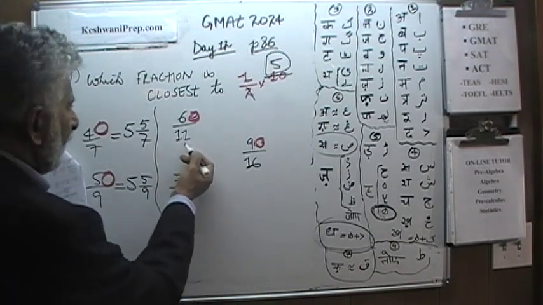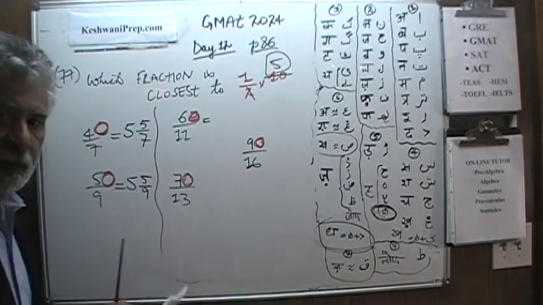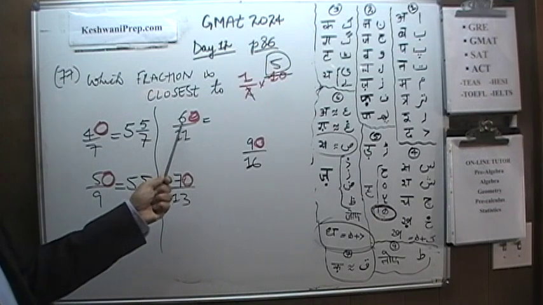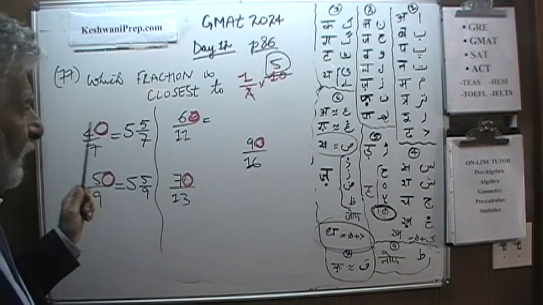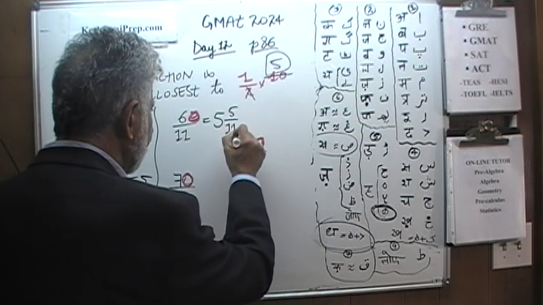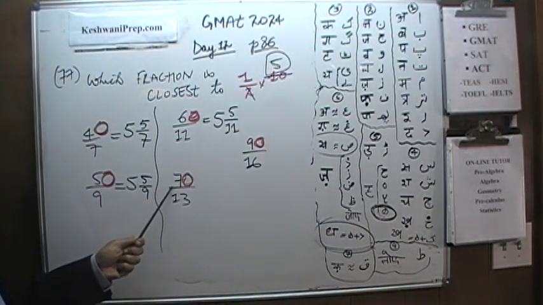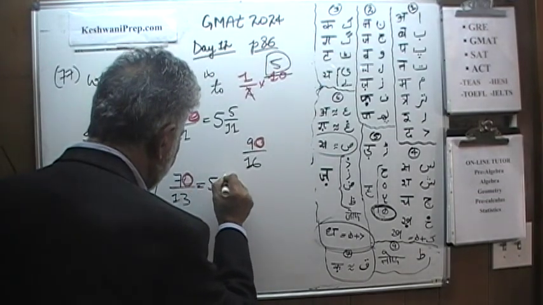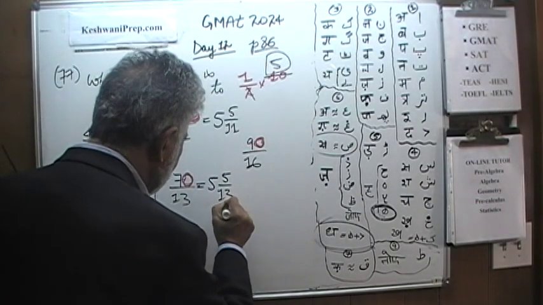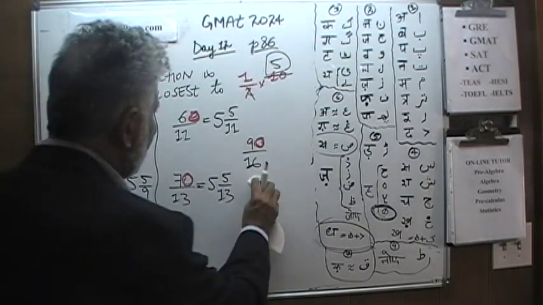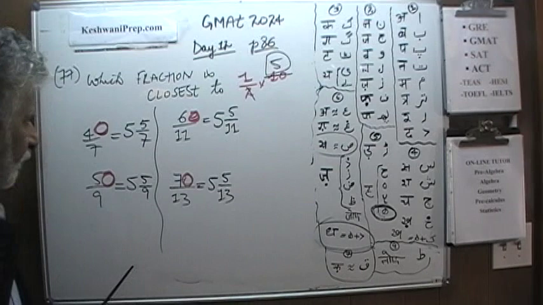Then we have 60 over 11. Let's divide top and bottom by 5. If you do that, 11 fives are 55. So we're going to have 5 and 5/11. Similarly, 13 times 5 is 65. 65 is 5 and 5/13. Who do you suppose is winning so far? Let's put the last one separately.